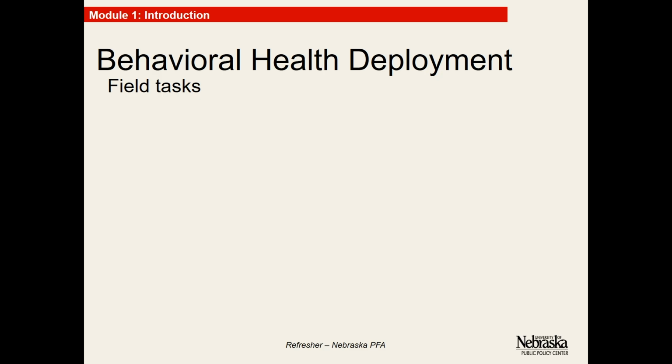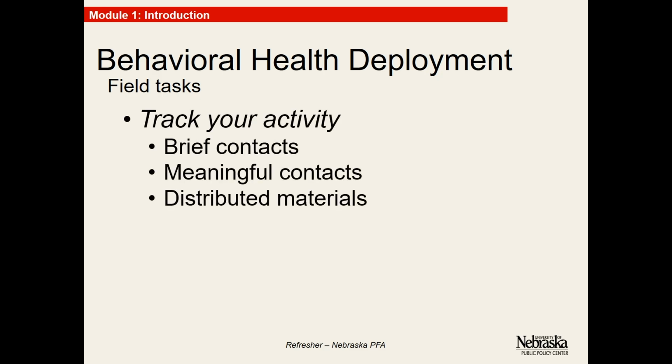Once you are in the field, you will be responsible for several key activities. You will be asked to track your activity, including recording how many people you see, the reactions you're seeing, and the number of materials you distribute. The 3 things we track on the forms are brief contacts, less than 15 minutes each, meaningful contacts we call crisis counseling contacts, which are usually 15 minutes or longer, and the number of educational materials we distribute.